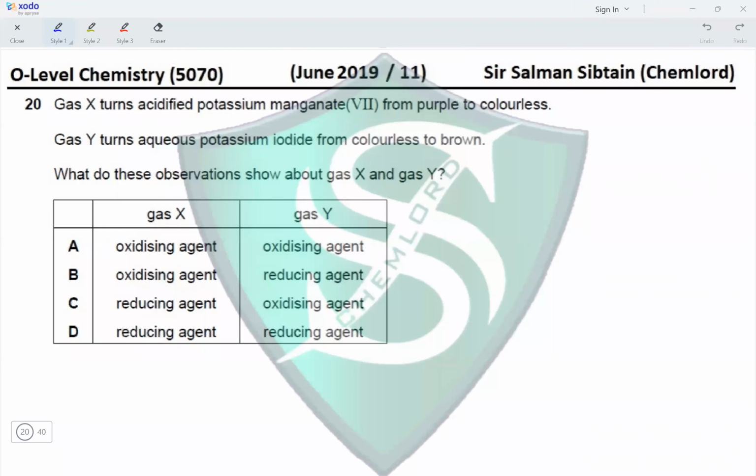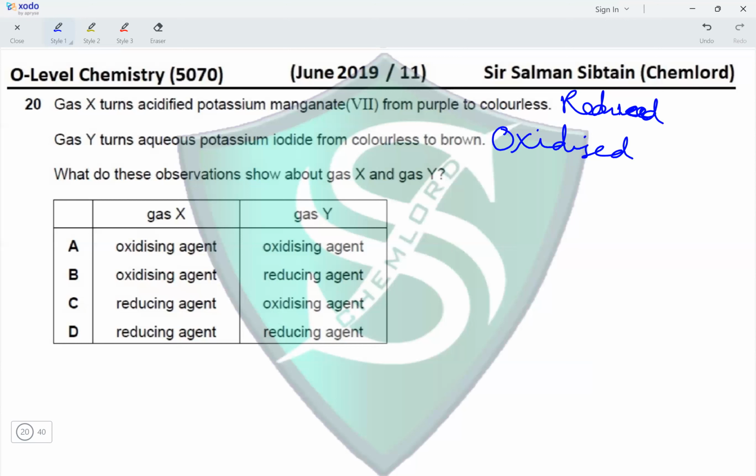Question 20. Gas X turns acidified potassium manganate(VII) from purple to colorless. Gas Y turns aqueous potassium iodide from colorless to brown. So basically, potassium manganate is being reduced and potassium iodide is being oxidized. Okay. What do these observations show about gas X and Y?